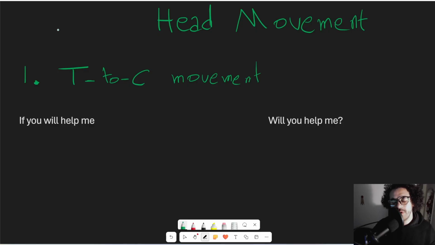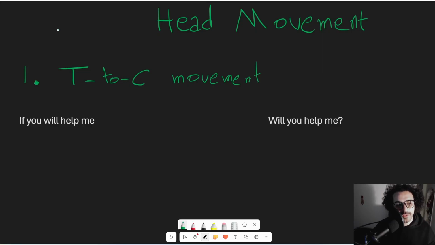We have moved on from null determiners, null constituents, null auxiliaries, and now we're going to talk about what is known as head movements. I broke my microphone. So, what do we mean by head movement? Head movement is a movement from a head in the structure towards another head in the structure.